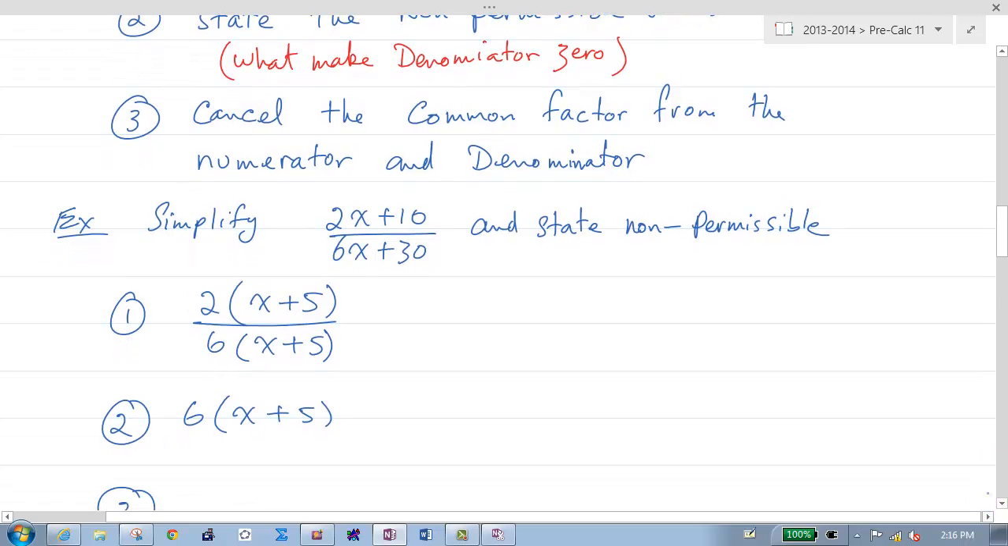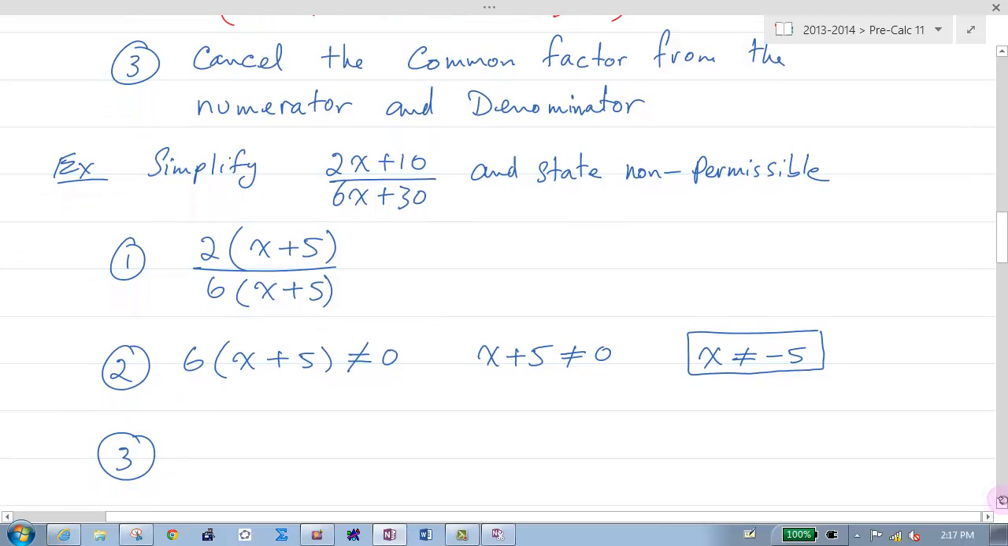Okay, if this was equal to 0, it would make the expression undefined, right? So okay, this cannot be equal to 0. We know 6 is never equal to 0, so we don't have to worry about that. Okay, then x plus 5 cannot be equal to 0. If we solve this, we go, okay, x cannot be equal to negative 5. That's the non-permissible value of x.